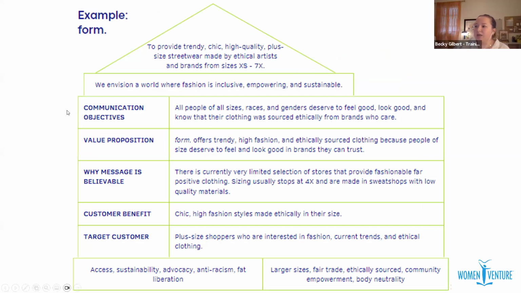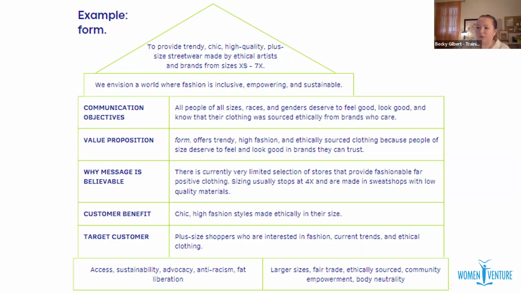So when they talk about communication objectives, this is what they want people to understand about the business, when they look at their branding. So all people of all sizes, races, and genders deserve to feel good, look good, and know that their clothing was sourced ethically. So that's what they want people to understand. That's what they are communicating to their target customer. Their value proposition, we've gone over this a bunch in last session, is just what sets them apart.